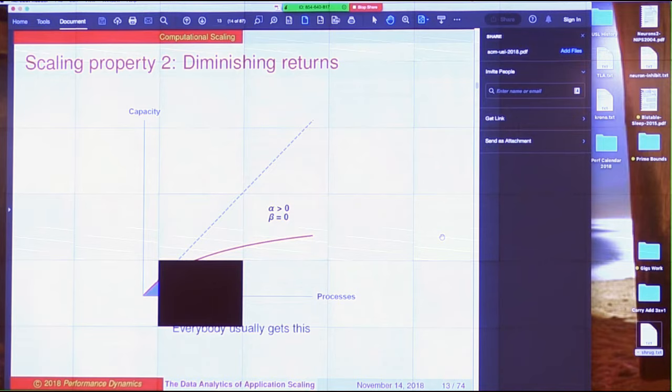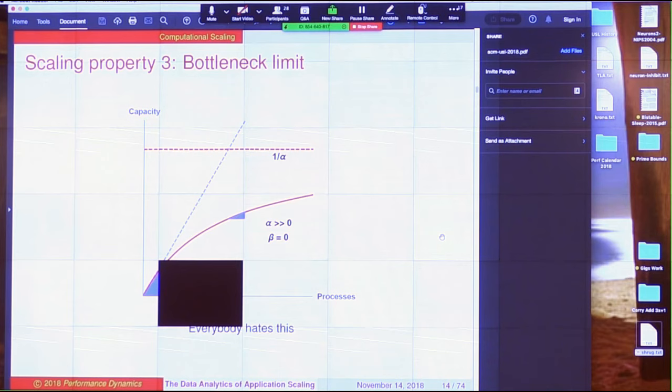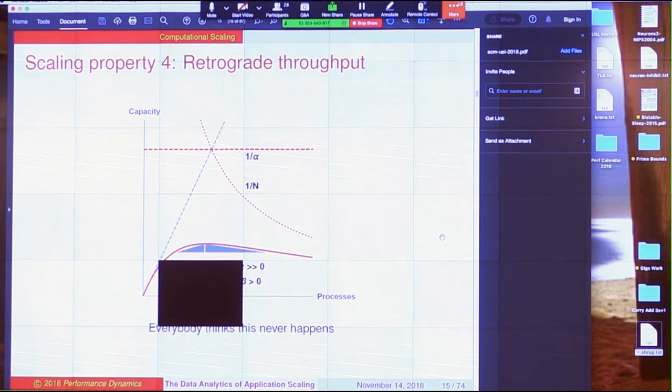That's to say that the scaling curve in red falls away from linear. And so there's some kind of diminishing returns. You can think about why. I'll explain more about that in a minute. Everybody hates this. Not only do you fall away from linear, there can actually be a ceiling which you can't go above. And that ceiling may not have to do with room, it may be to do with the computer system or the application itself. And then finally, the other major property is retrograde throughput. And everybody thinks this never happens, but I'm going to show you quite a few examples where this is obviously happening.